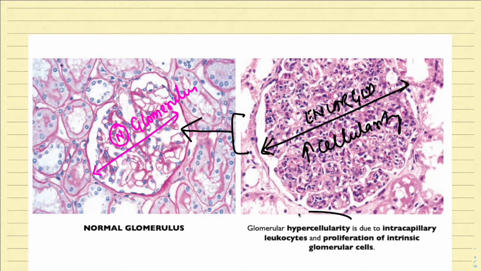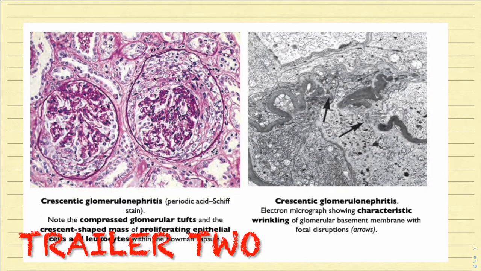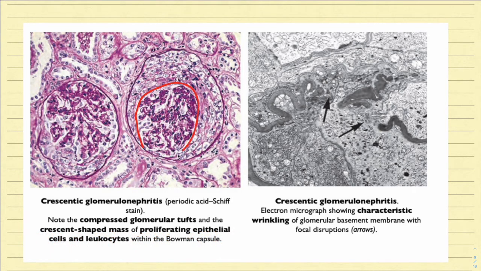So there is a hypercellularity of the glomerulus because of infiltration by leukocytes and proliferation of the intrinsic glomerular cells, that is the mesangial cells and the endothelial cells. This is the classical morphological feature. Now you tell me, what is this particular structure that I have highlighted? Yes, this is the glomerulus that has been pushed.